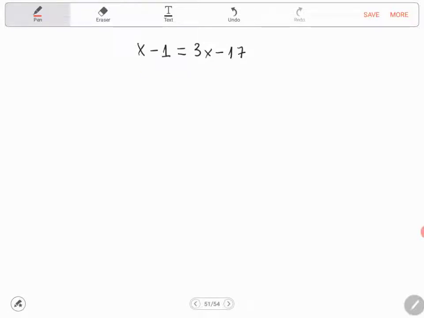Today we're going to solve this linear equation to find the value of x. Let's start. We will eliminate this number -1 and 3x on both sides.